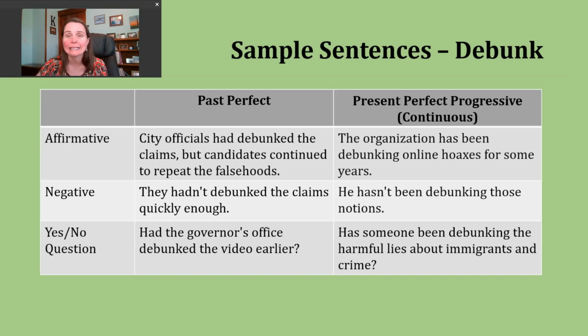It was completely false. Now, let's take a look at making a yes or no question in the present perfect progressive. To do this, you want to start with has or have, then your subject will come next, then the participle been, and then the ing form of the verb. Here's another example. Has someone been debunking the harmful lies about immigrants and crime?